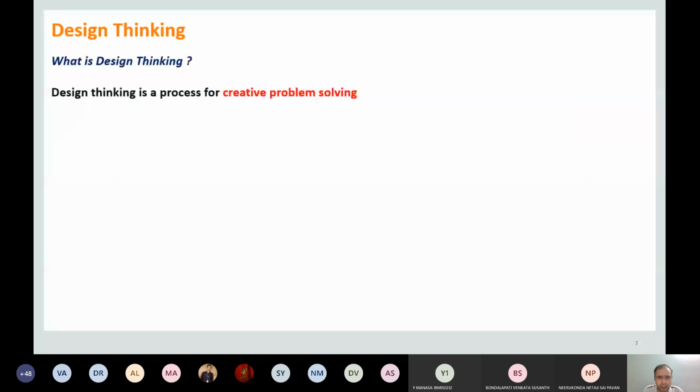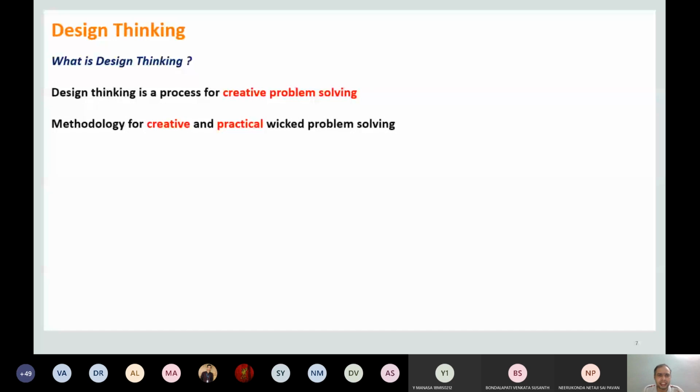It's a process of creative problem solving. So you have a problem, you're going to design something. To solve that issue you will use a lot of scientific and other technical knowledge. With that you're going to design the product to solve the issue. That's what we call design thinking, a process of creative problem solving.